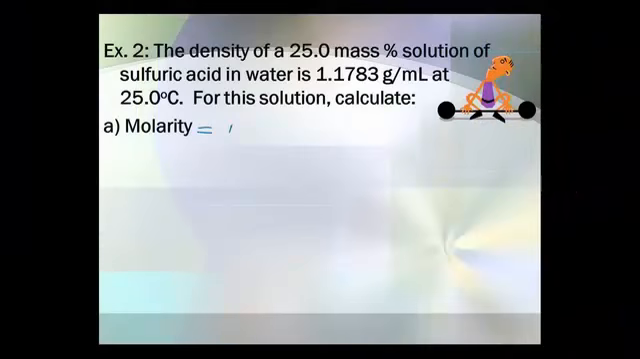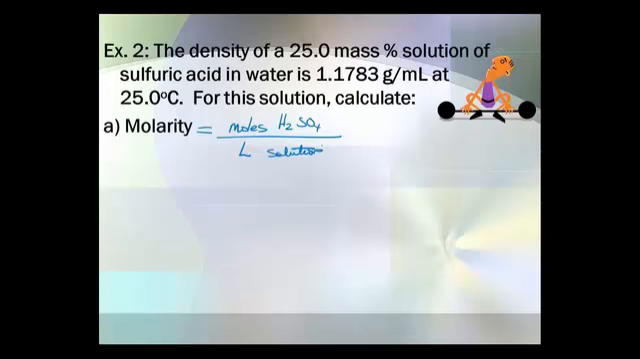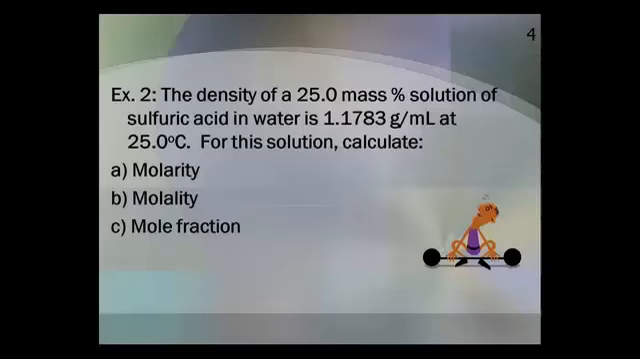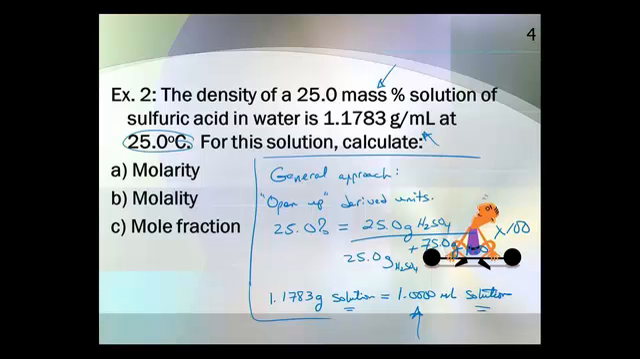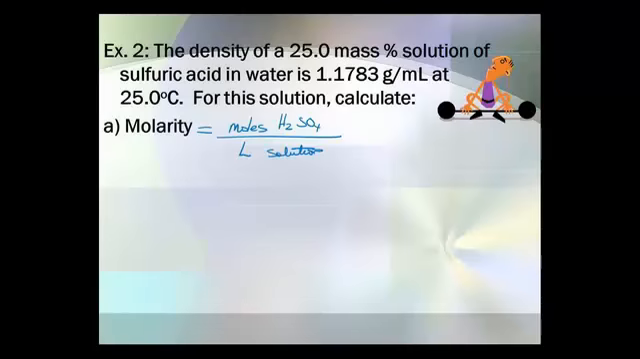Don't forget that molarity is moles of solute, which in this case is sulfuric acid, divided by the liters of the solution. Now, going back to our previous information, we can see that 1.1783 grams of solution is the mass of 1 milliliter, so we're close. But of this solution, only 25% of it is the mass of sulfuric acid. So let's determine the grams of sulfuric acid. First, let's focus on the top term, moles of sulfuric acid.